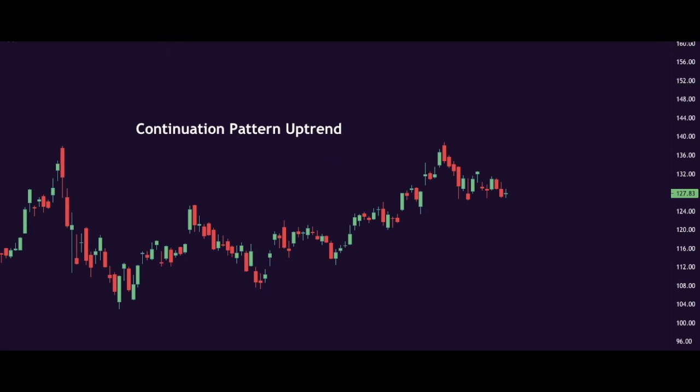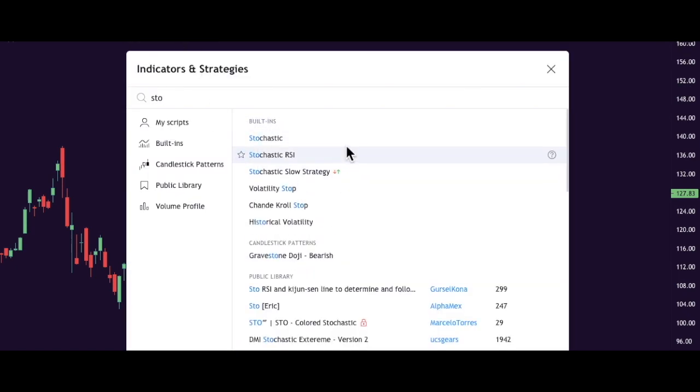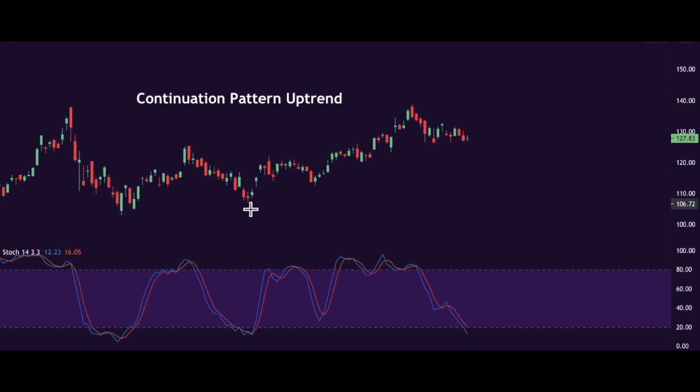Apart from micro trend, there are other indicators which you can use to confirm the continuation uptrend pattern. Now if I just click on indicators and search for stochastics, here it is. This indicator can help you identify a continuation uptrend pattern. Let's see how it does. I will draw a trend line like this with the maximum number of touches.